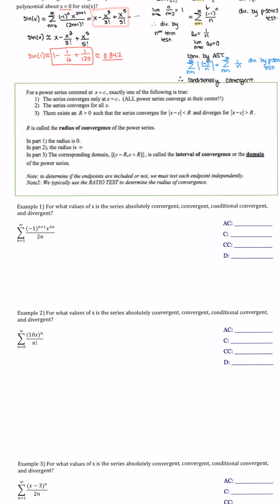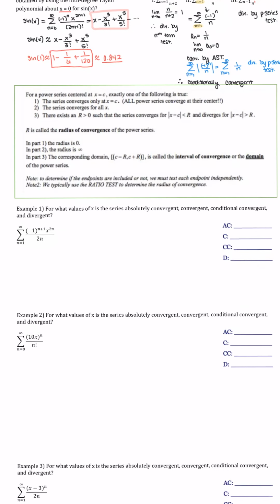So for a power series centered at x equals c, exactly one of the following conditions is going to be true. The series converges only at x equals c, which is its center. And note that all power series are going to converge at their center. This is very important. All power series converge at their center. If this is the case, and the series converges only at its center, that means its radius of convergence is equal to 0. So that was that capital R that I know we have discussed, but haven't clearly defined. So that would mean radius of convergence is 0 if it only converges at its center at one point.